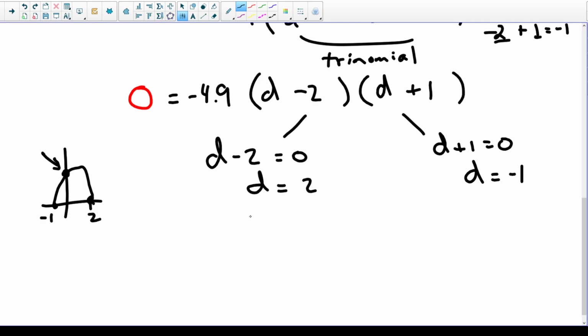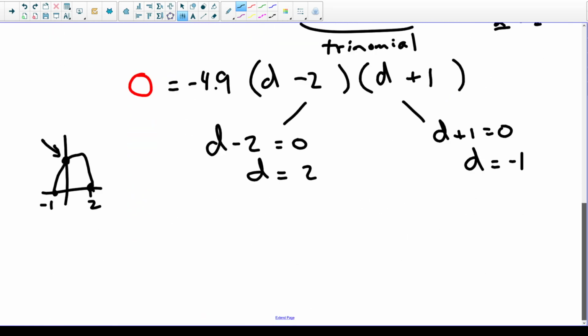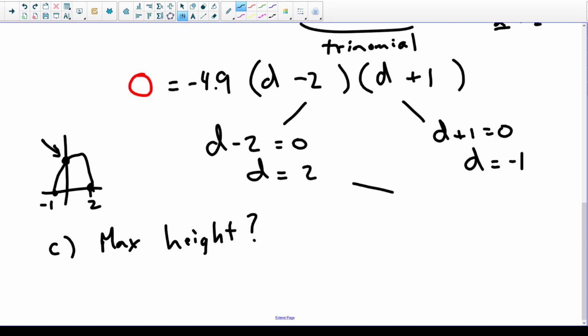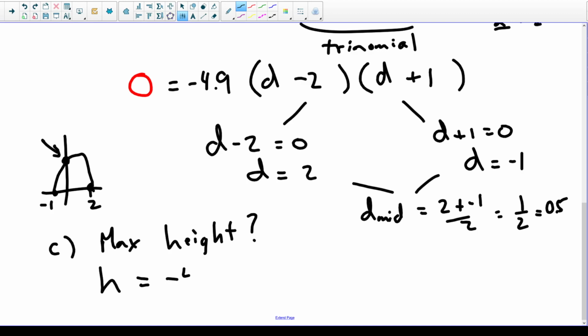But anyway, let's continue. What would be the max height of this car, which I think is C. So the max height is found at the vertex. So we need to find our middle point. So our d middle, which is our axis of symmetry, is 2 plus negative 1 divided by 2, which is 1 divided by 2, which is at 0.5. So now we're going to substitute that 0.5 into our factored form of the equation. So we're going to take the 0 here and go back to an h, because now we're looking for a height. So we're going to put 0.5 into that equation.